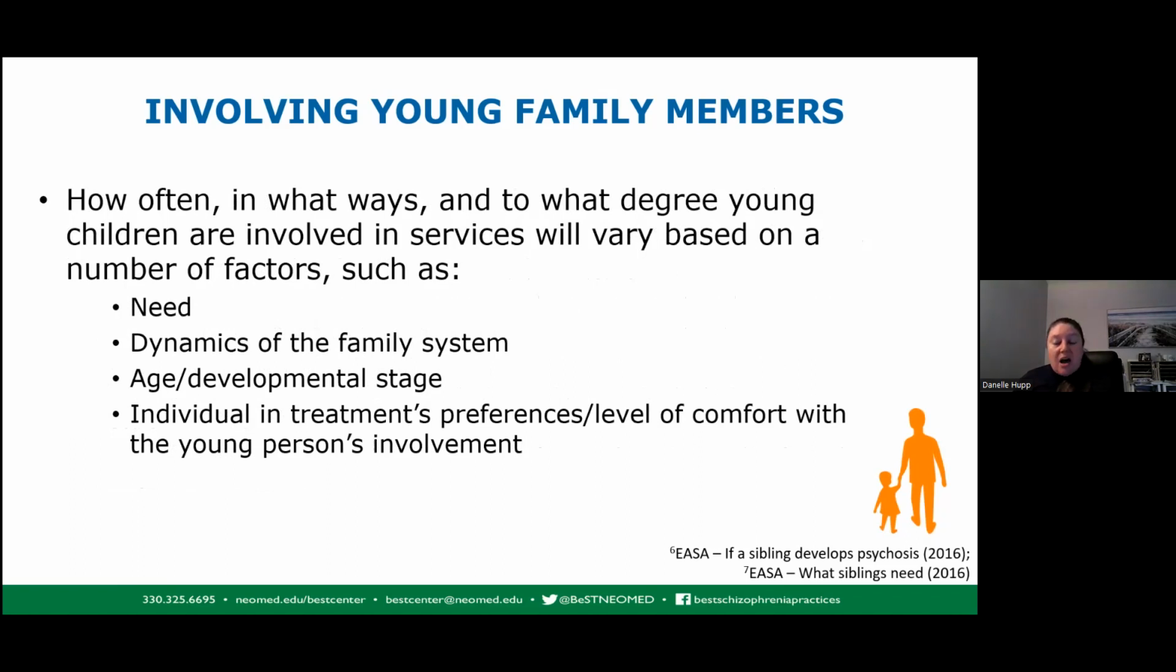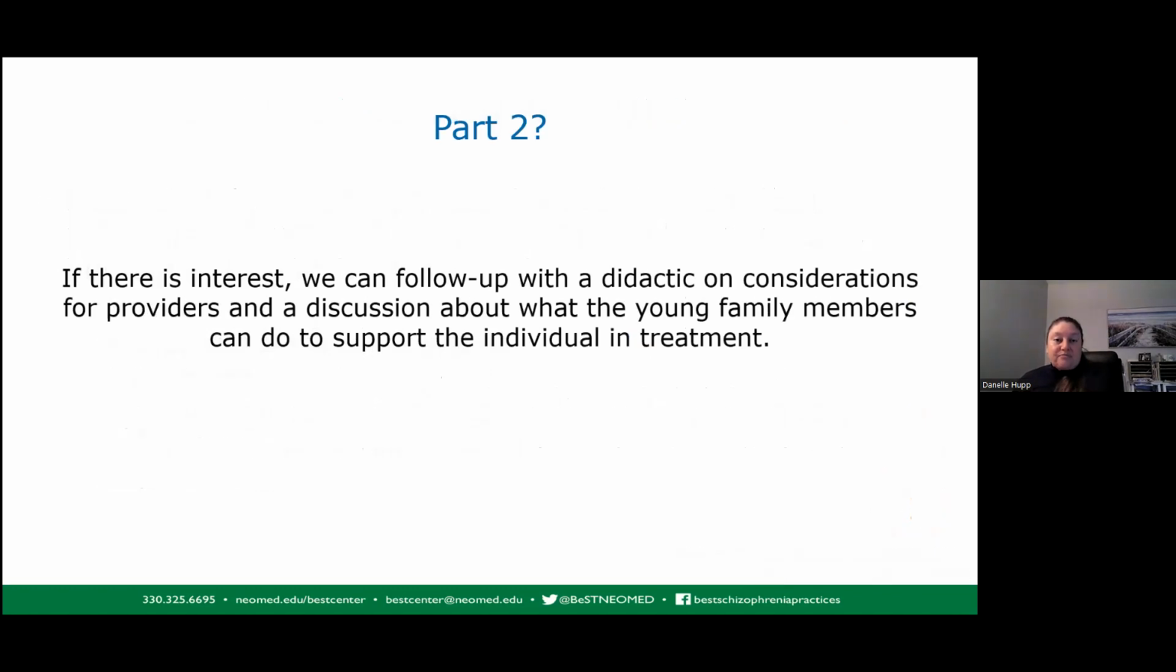How often you might involve children, in what ways, and to what degree is really going to be variable, on a case-by-case basis. But some things to think about are the level of need and everybody's level of comfort in involving these individuals. What are the dynamics like within the system? What's the age of the child in the home? And what are the treatment preferences of everybody that's going to be potentially involved in this work?